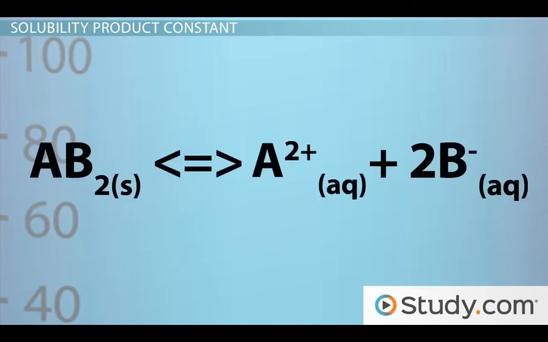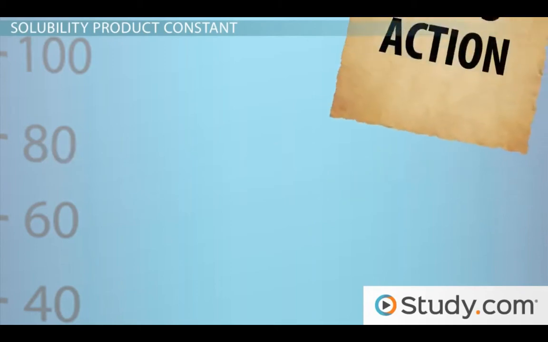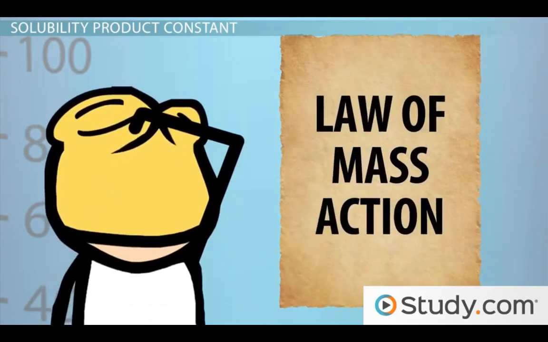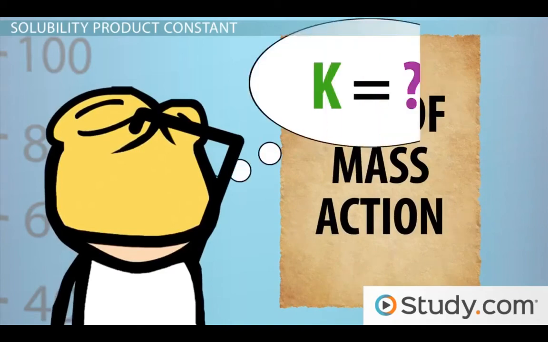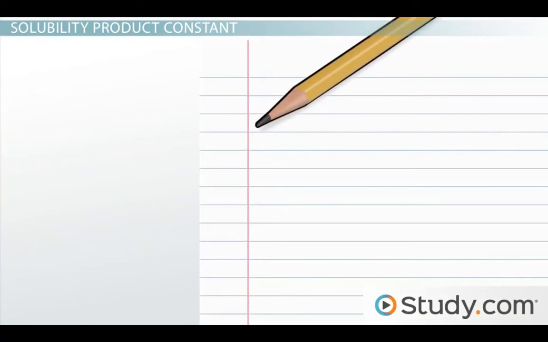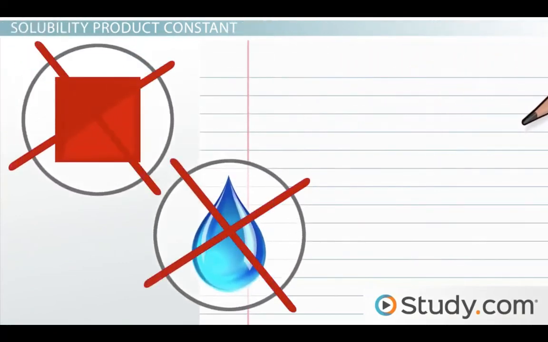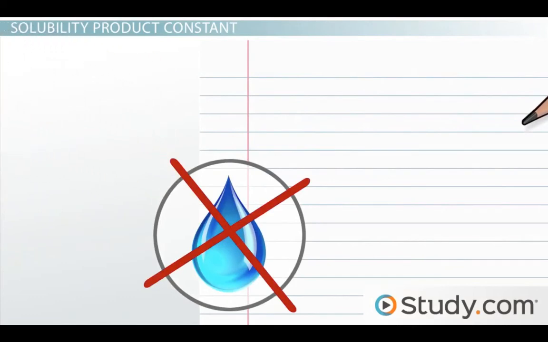We can write an equilibrium expression for this by using the law of mass action. If you're a little fuzzy on how to do that, watch the video on dynamic equilibrium and determining the value of K, the equilibrium constant. Remember that when writing laws of mass action, you don't have to consider solids or liquids because their quantities cannot be expressed in terms of concentration. So, we get to leave out the solid form of AB2.